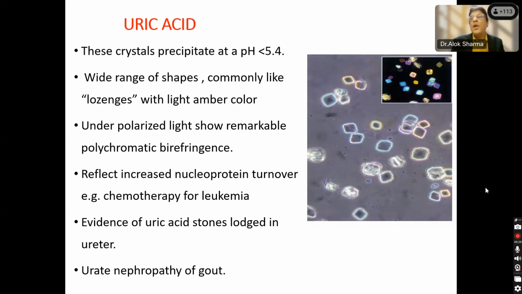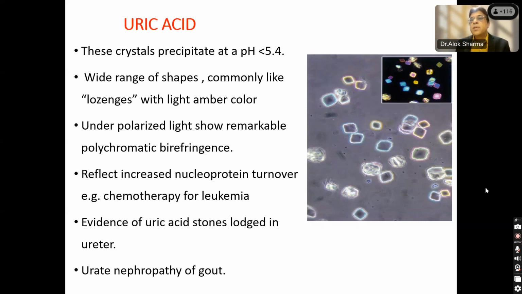So these are uric acid crystals, and they precipitate when the pH of the urine falls below 5.4. And they are usually in the form of lozenges. So they look like lozenges with a light amber, bluish, greenish color. And the importance of identifying uric acid is that it is a marker of increased nucleoprotein turnover.